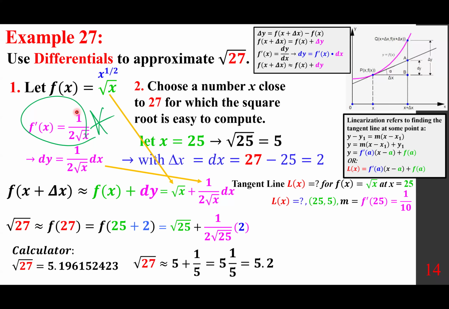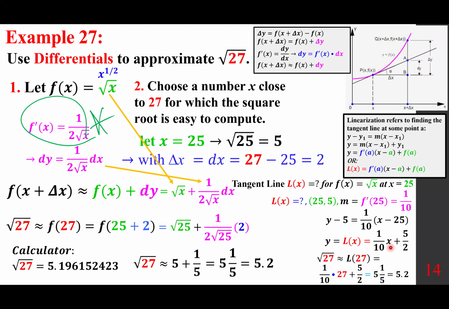And y minus y1, that means y minus 5 equals m, 1 over 10, times x minus x1, which is 25. And you do the work, you end up with this. And we want square root of 27 or L of 27. So if I replace the x with 27, I will get exactly what I got here. And I'm going to leave it for you to verify that.